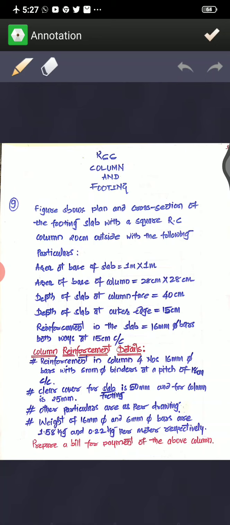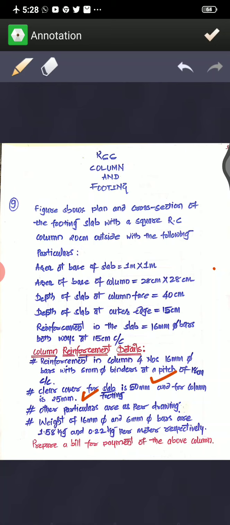Here you will have the mesh details, that is 16 mm dia bars laid in both the directions with a spacing of 15 cm center to center. Then the column reinforcement details are given. You can see that you will have 4 bars of 16 mm dia and binders of 6 mm dia bars with a spacing of 18 cm. Here you can see that spacing of 18 cm. Then clear cover is given, that is 50 mm for the slab footing, and to the column is 25 mm.